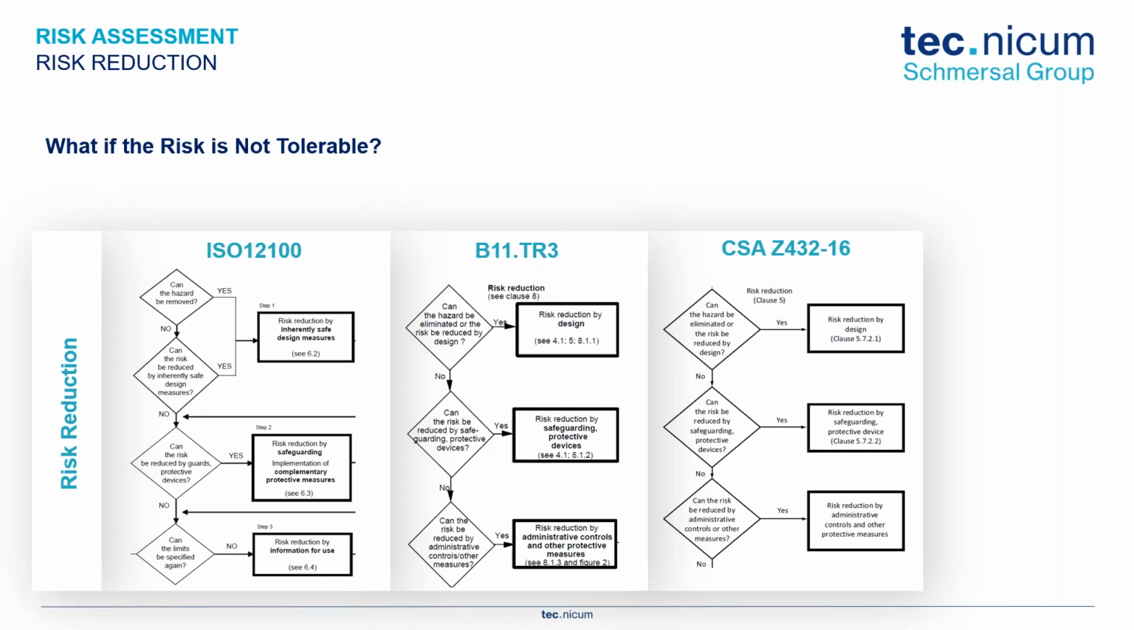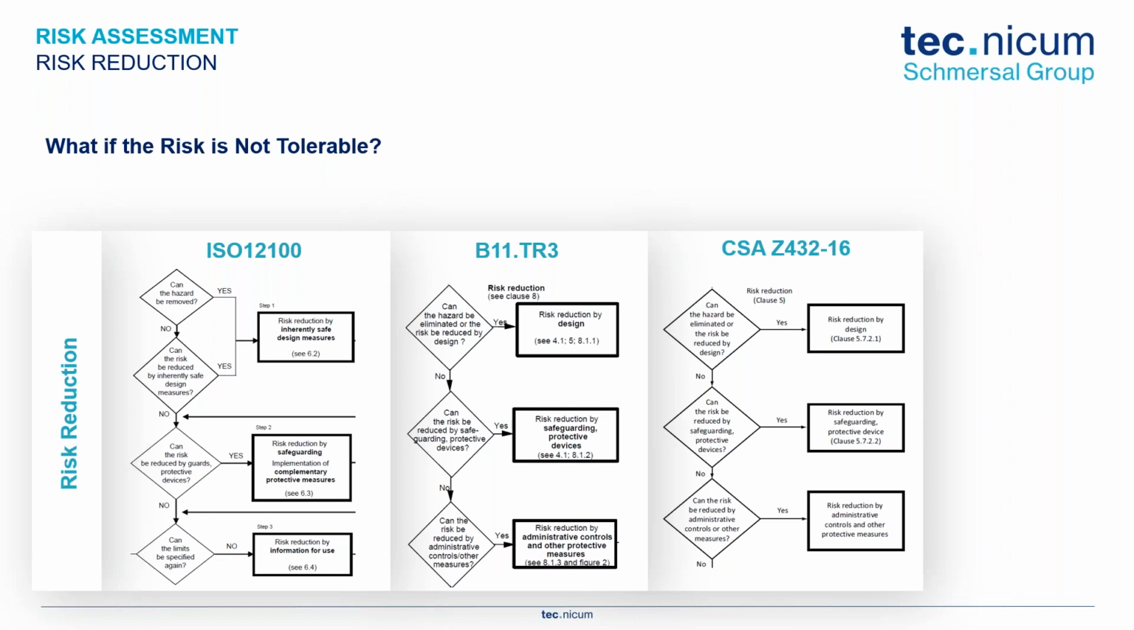That's reserved for machine builders. So you see at the very ending of it, where we can't design it out and we can't provide protective measures, the last thing listed there is, well, let's provide information for use. Where TR3 and Z432-16 say, all right, let's use administrative controls, because this is more for end users. How do we fix what's there?